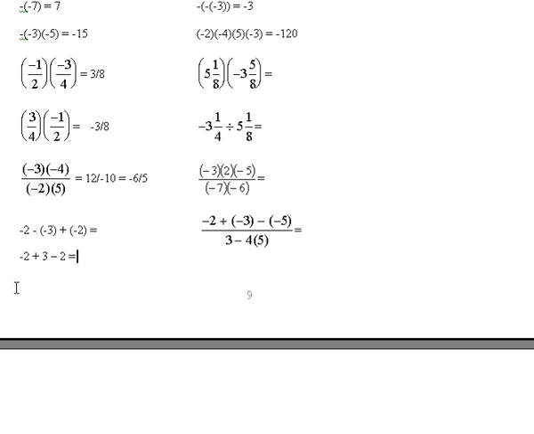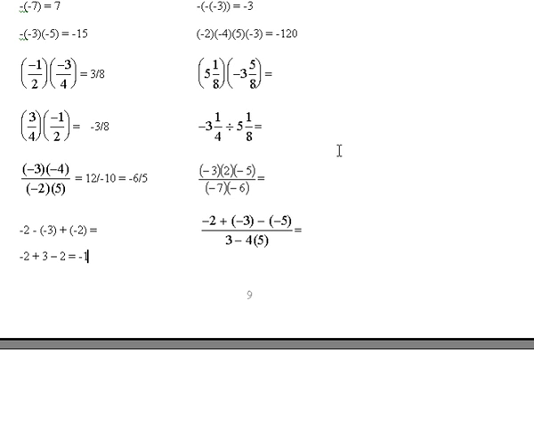Now what do we have? Well, -2 minus 2 is -4, and -4 plus 3 is -1. So that's actually the answer to this problem. You could do this straight across if you wanted to. -2 plus 3 is 1, and 1 minus 2 is a -1. So that would be the answer to that problem.